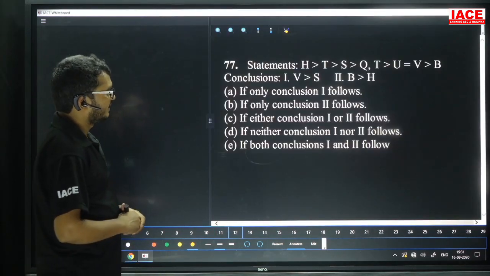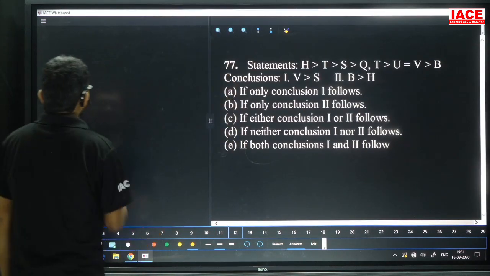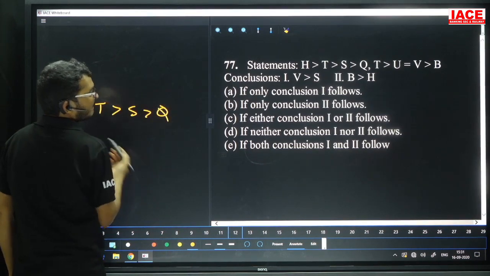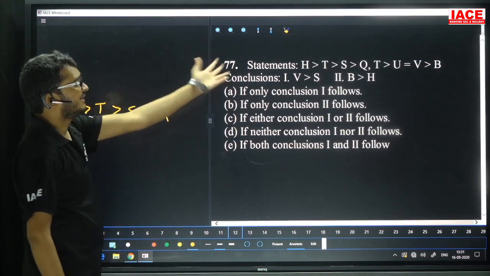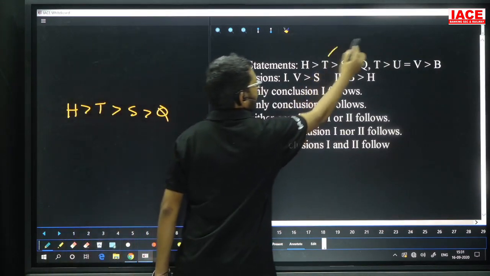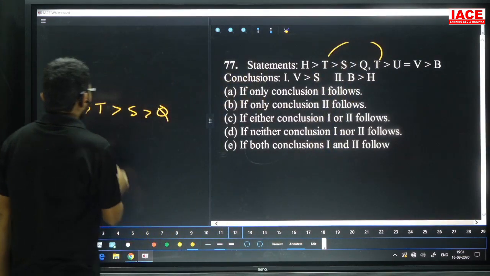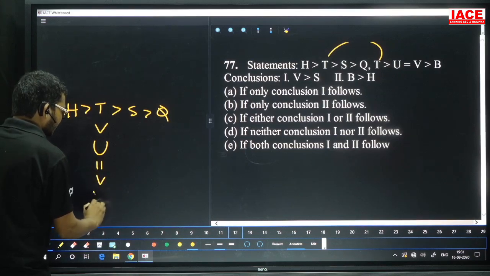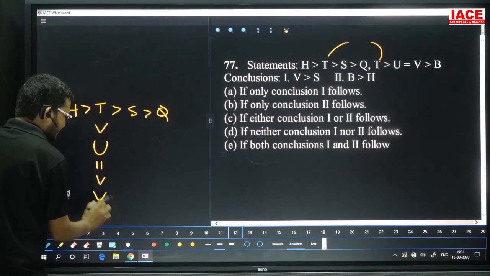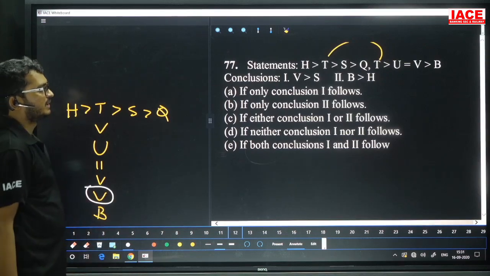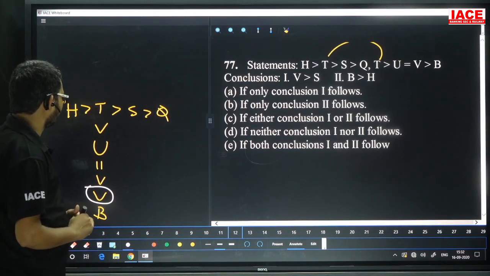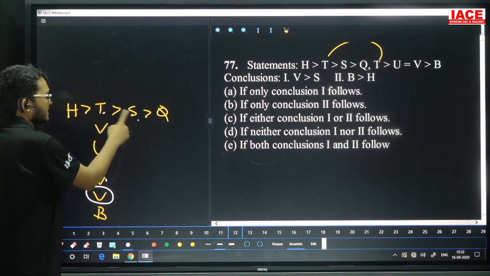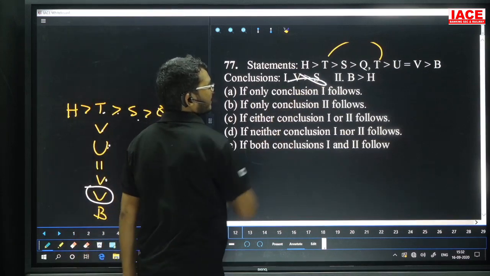Question number 77. Take the given statement. Here H greater than T. Next, T greater than S, greater than Q. For the first and second statements, the common element is T. Now T greater than U. Next, U equal to V. Next, V greater than B. Now take V greater than S. Check V to S: V equal to U, U less than T, greater than S. Both are opposite, so can't say. So the first one is can't say.